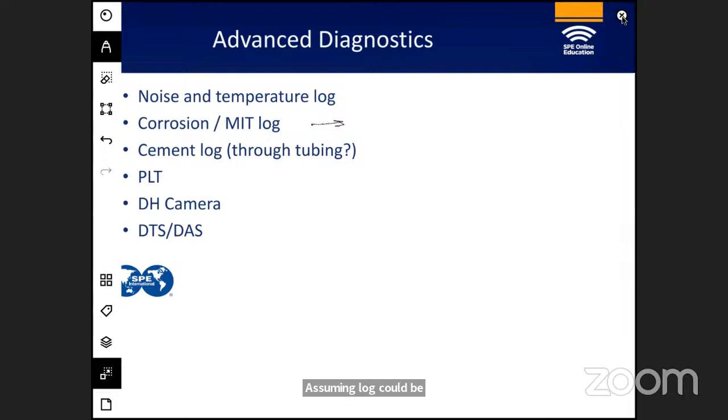Then there is a production logging tool wherein we can use the temperature and the spinner from this tool to identify the fluid movement or the change in temperature. We can also run downhole cameras. And the last point is DTS and DAS. DTS stands for distributed temperature sensing and DAS for distributed acoustic sensing, which is similar to noise and temperature log, but using fiber optic cable.